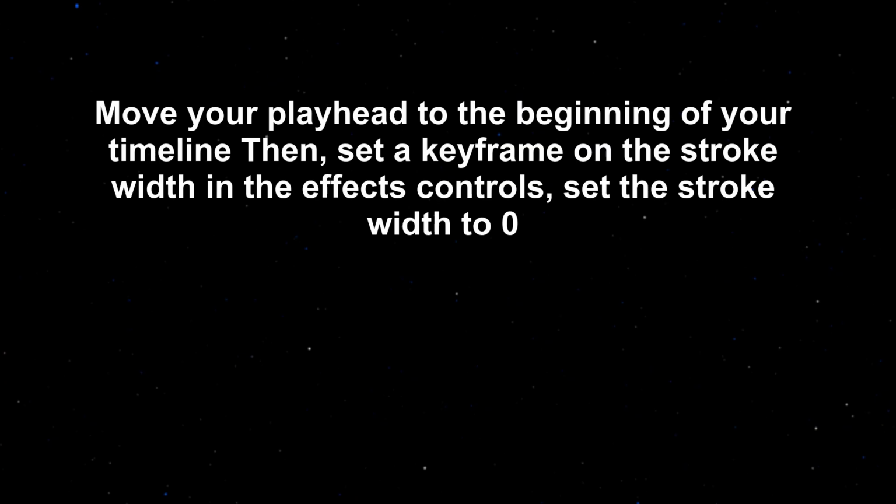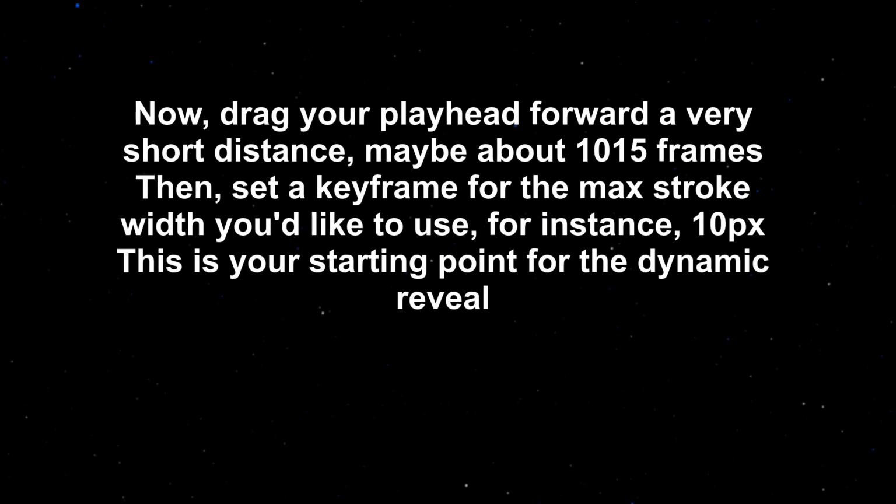basic animation. Move your playhead to the beginning of your timeline, then set a keyframe on the stroke width in the Effects controls. Set the stroke width to 0. Now, drag your playhead forward a very short distance, maybe about 10-15 frames, then set a keyframe for the max stroke width you'd like to use, for instance, 100px. This is your starting point for the dynamic reveal.